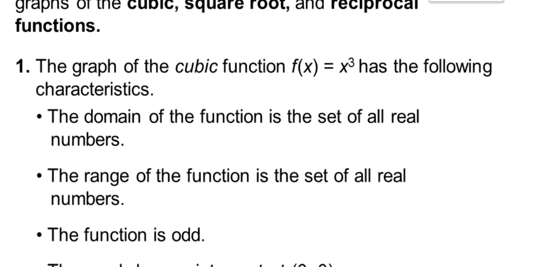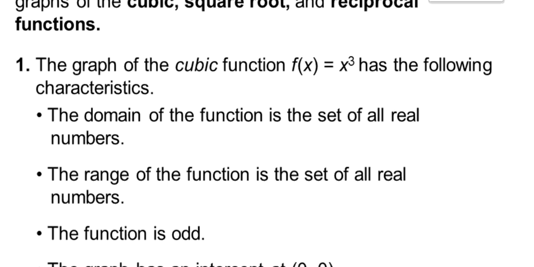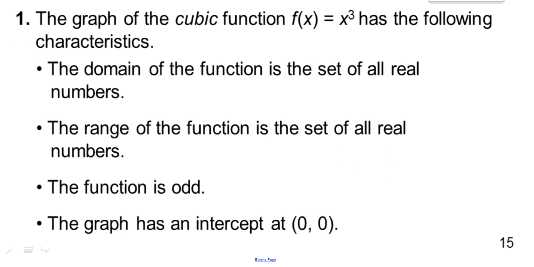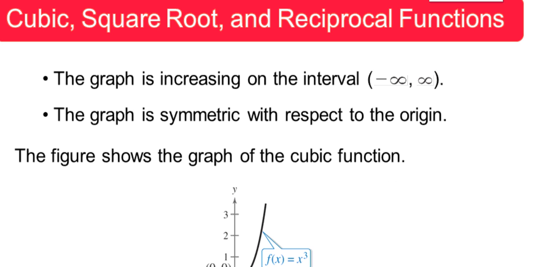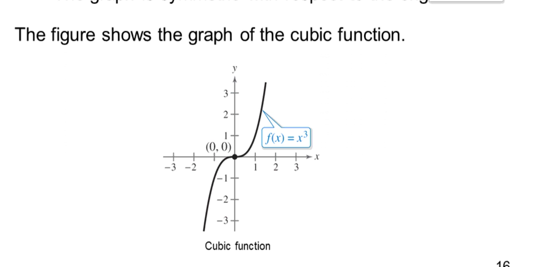So this is first the cubic one: domain all real numbers, range all real numbers, odd, intercept 0, 0, increasing from negative infinity to infinity, symmetric with respect to the origin, and here's the beautiful picture the book authors put. And I think, did we have all that?